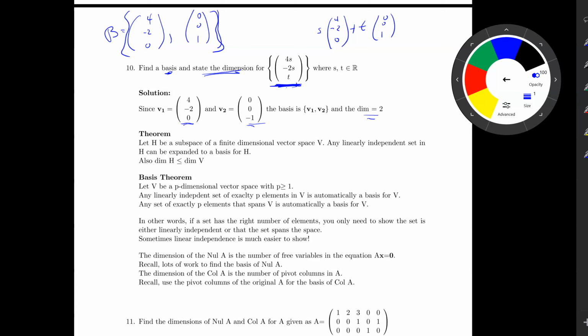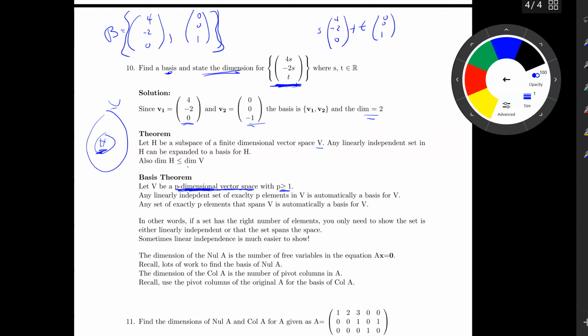So if I have H as a subspace of some V, so V is the outside one and H is some subspace in here, the dimension of this will always be smaller than or equal to the dimension of this. So if I've got a p-dimensional vector space, what does dimension mean? The number of vectors in the basis.